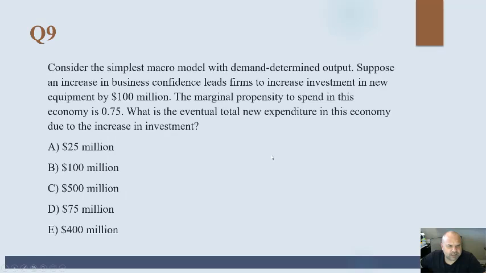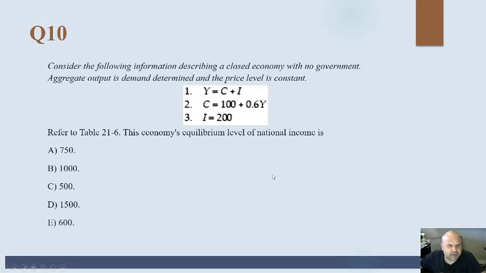Now consider the simplest macro model. Okay, let's consider an economy that's characterized as follows. This is a closed economy and there's no government, so income is just equal to consumption plus investment. The consumption function is equal to 100 plus 0.6y, and investment is equal to 200. Okay, so hit pause and try and figure out what the equilibrium level of national income is.